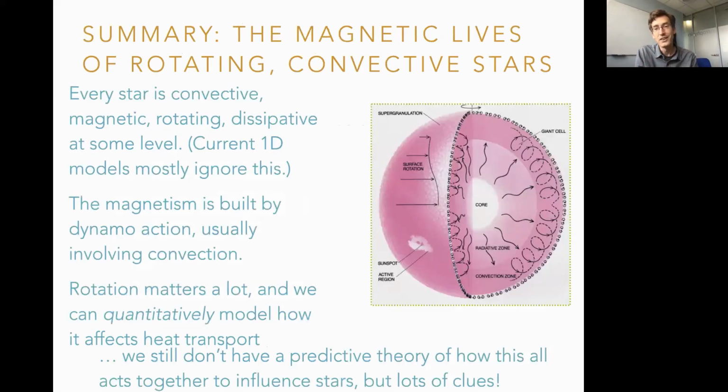and how you interact with magnetism. And I guess my general plea to you, and I'm going to stop here in a second, is that I've talked about a bunch of different things. In the course of these three lectures, I've tried to argue that every star convects at some level. They all rotate, they're all magnetic. Most of that magnetism involves dynamo action, probably involving convection in lots of cases, coupled to rotation. Rotation matters a lot in both determining what kinds of fields you build and in the properties of the heat flow itself. And we don't have a predictive theory of how all this stuff goes together.